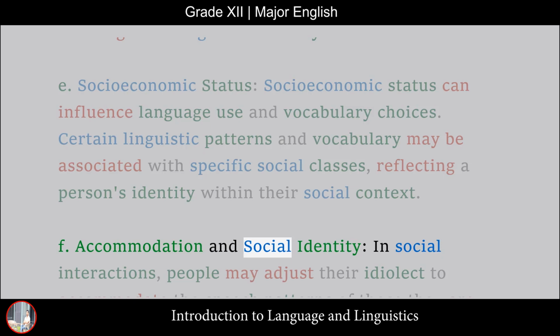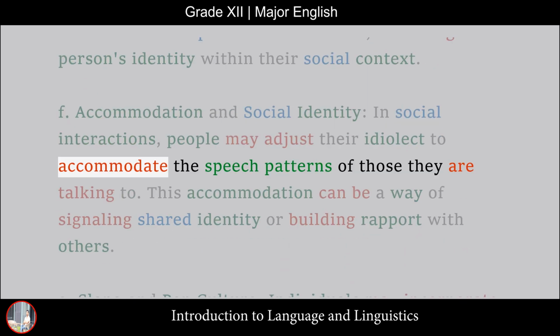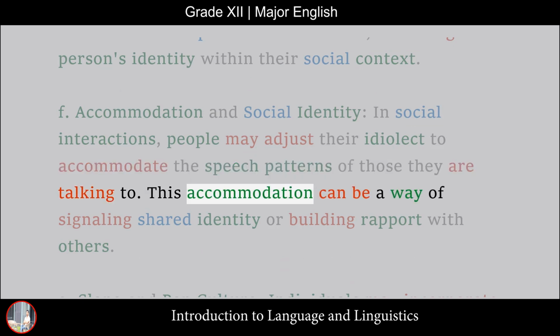F. Accommodation and social identity. In social interactions, people may adjust their idiolect to accommodate the speech patterns of those they are talking to. This accommodation can be a way of signaling shared identity or building rapport with others.